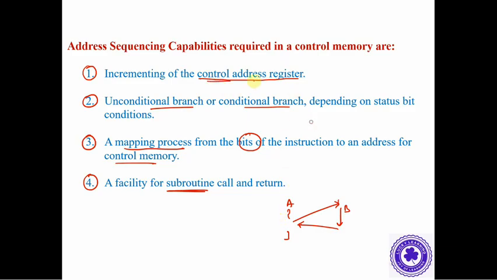One is the immediate next micro instruction to be executed, so the control address register can be incremented. Another is branching, maybe conditionally or unconditionally. Third is mapping the opcode bits to the address in the control memory where the microprogram for that particular opcode is available. And the fourth one is the subroutine call. Based on these four, we have to design a microprogram sequencer.